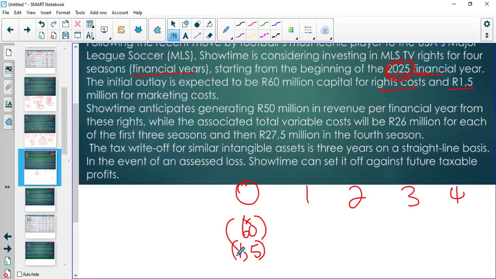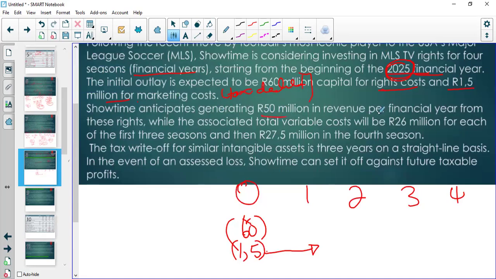Now, one thing that I want to remind you is that when you have these marketing costs, they could be tax deductible. Right. So which means that when you do your tax calculations, remember to move them, for the purpose of tax calculation, to year 1 to deduct them from the taxable income for year 1.